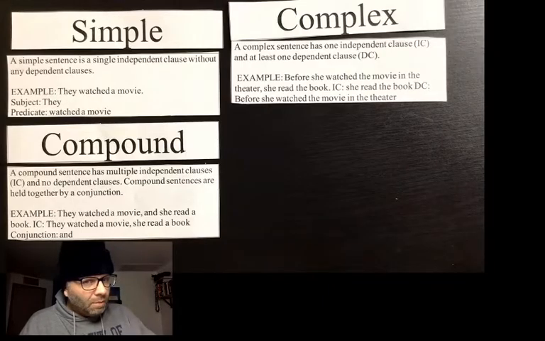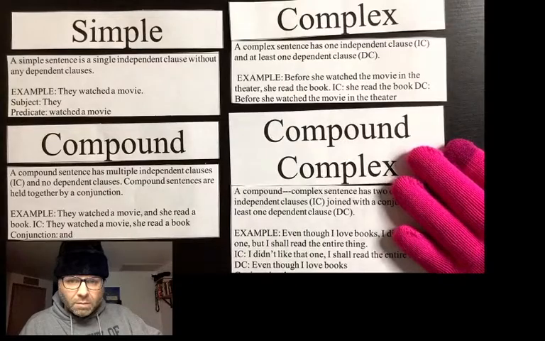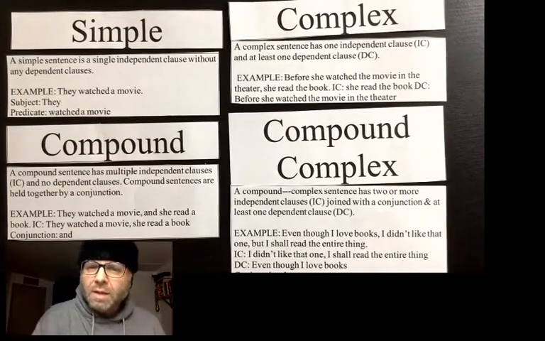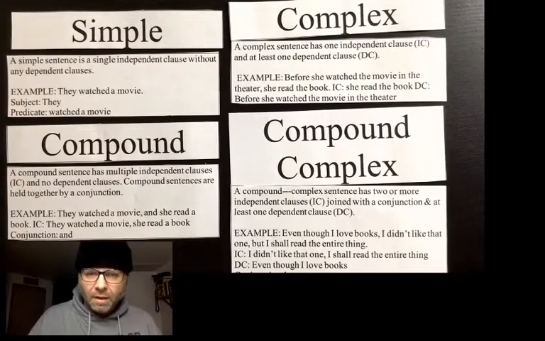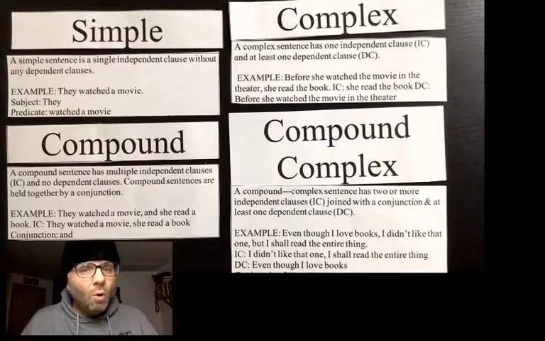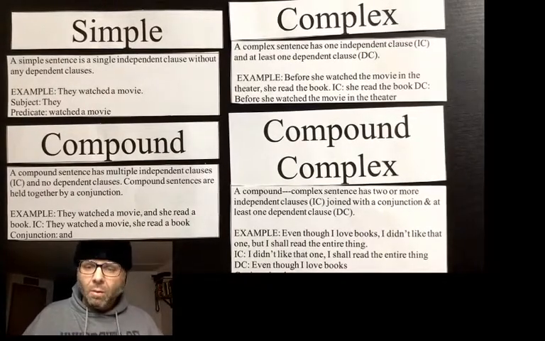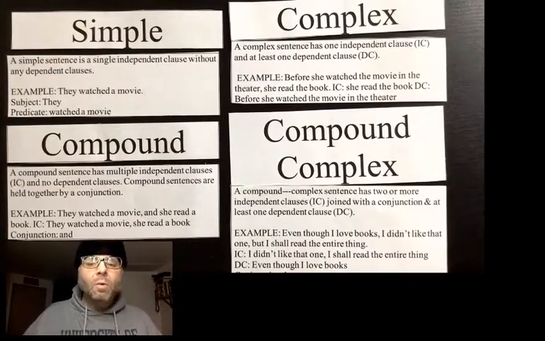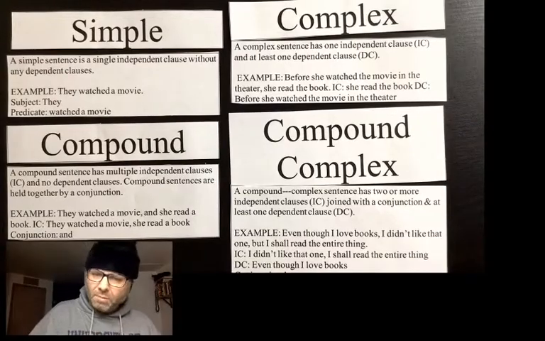Finally, we have the compound complex sentence. A compound complex. These are long sentences and need to be punctuated very carefully. So let's look at how we do that. A compound complex sentence has 2 or more independent clauses joined with a conjunction and a comma, and at least 1 dependent clause. Let's look at our example.